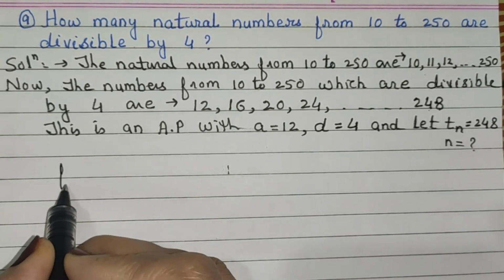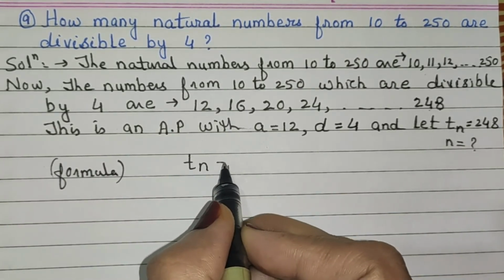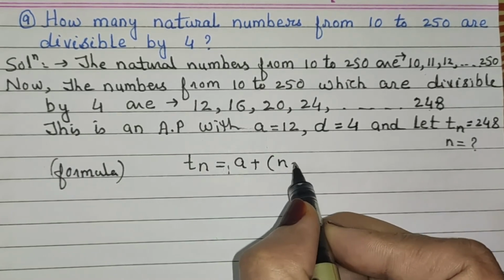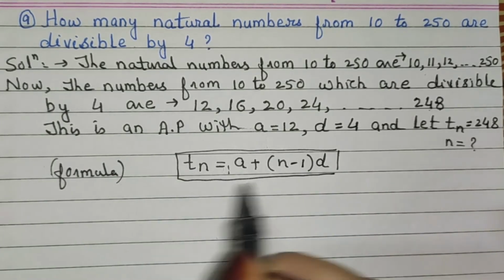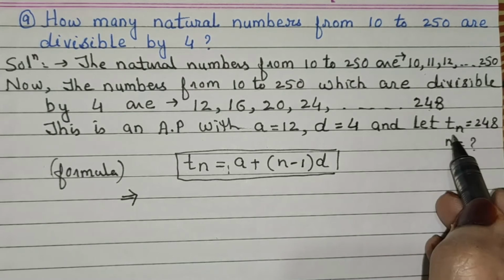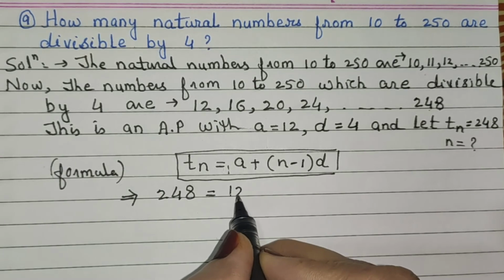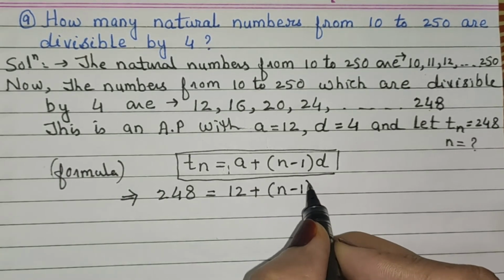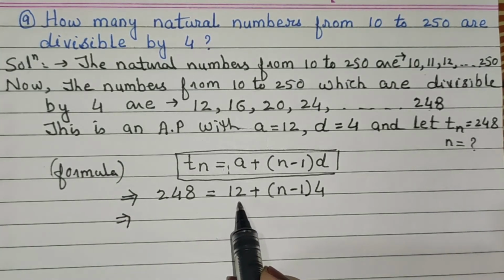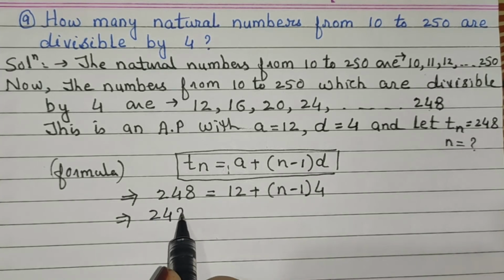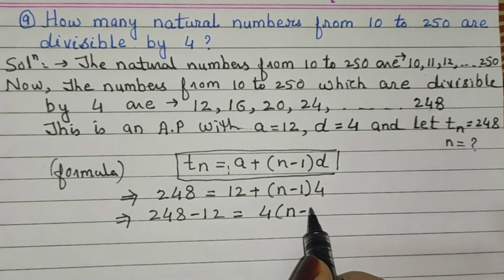Now write down the formula here. Tn is equal to A plus n minus 1 into D. Now substituting all the values, the last term 248 is equal to A, A means 12, plus n minus 1 into D, D means 4. Now solve it. 12 is shifting to the left hand side, we get 248 minus 12 is equal to 4 into n minus 1.